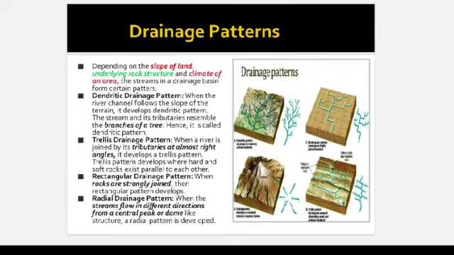The next one is trellis drainage pattern. When a river is joined by its tributaries forming right angles, then trellis drainage pattern is developed. This pattern develops where hard and soft rocks exist parallel to each other. Then comes rectangular drainage pattern, which develops over the strongly jointed rocky terrain. Then radial drainage pattern. When the streams flow in different directions from a central peak or dome-like structure, then radial drainage pattern is developed.